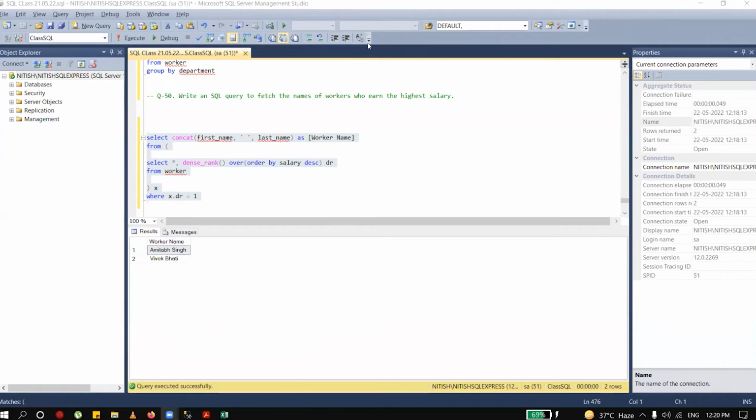19C top and limit is not working. So limit is a MySQL command and top is an MS SQL command. Okay, I will check for Oracle 19C. I don't know about 19C.